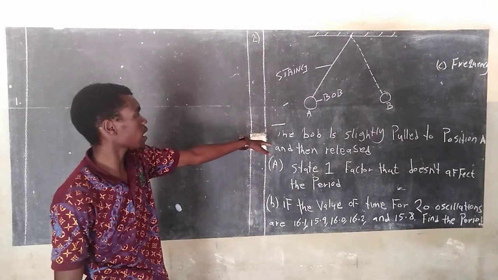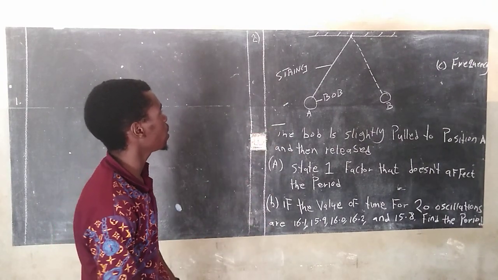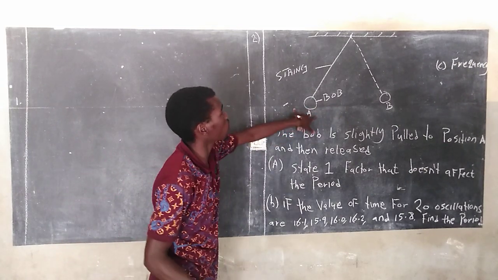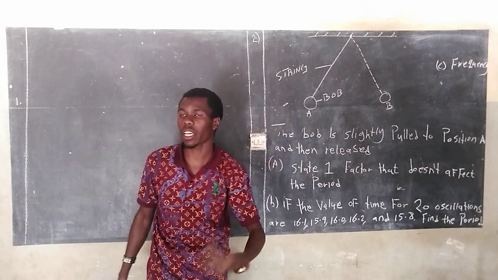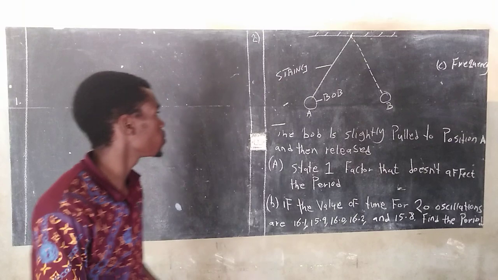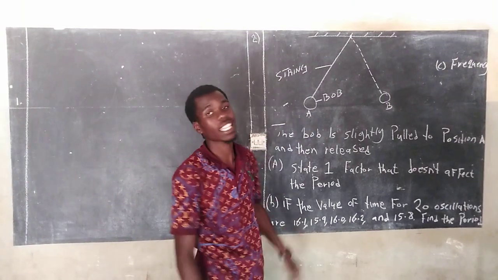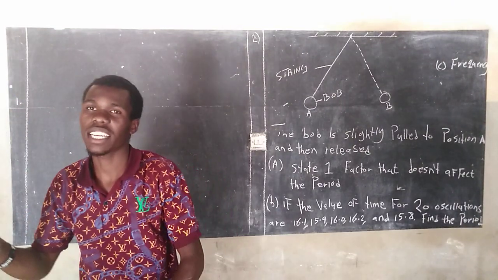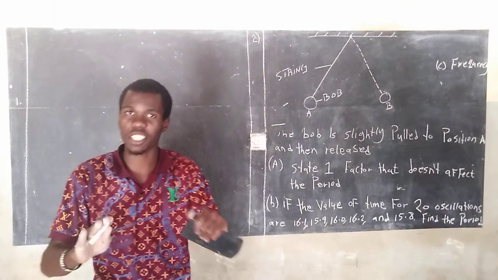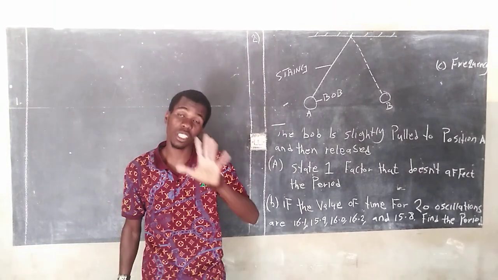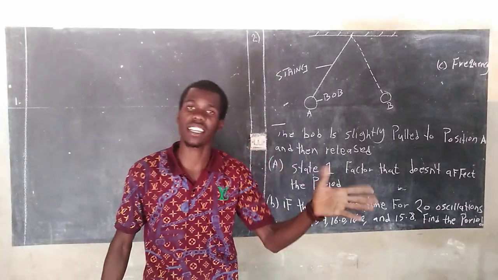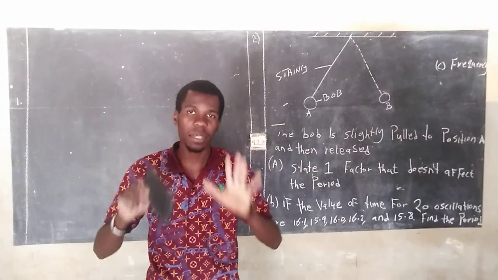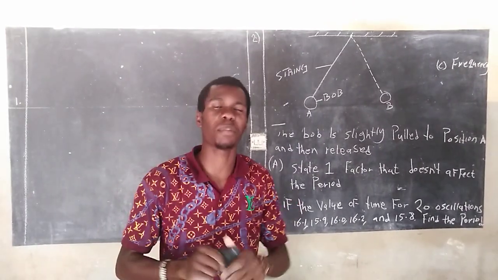The first statement says the bob is slightly pulled to position A and then released, meaning it begins to swing under the influence of gravity. Remember, gravity is fixed, it's 10. So in an exam, you should be using gravity as 10. Gravity is just the same as acceleration, because they have the same SI unit, meter per second square. Very important.